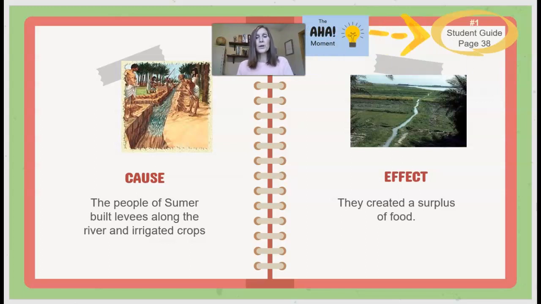Question number 1, the cause and effect. The cause: the people of Sumer built levees along the river and irrigated crops, and then the effect is they created a surplus of food, and that word surplus means extra. So they had extra food. They were able to store food, which is definitely different than the nomadic way of wandering and hunters and gatherers.